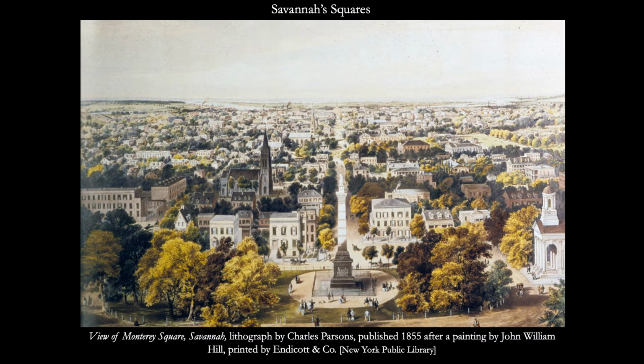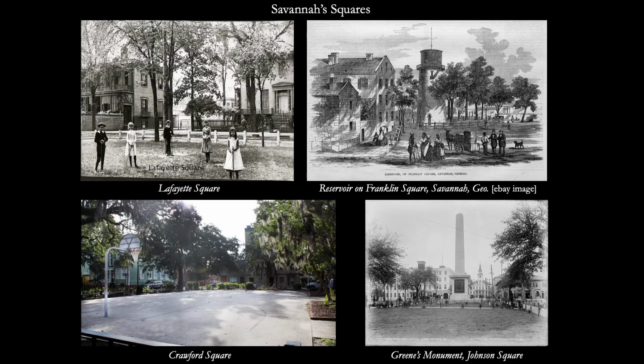And they function in a number of ways. You can see Monterey Square here as a sociable center with a monument in the center. But you can see that they're used by schools and school children. Some were used as playgrounds. There's even a basketball court in one of them. Some are used for monumental architecture, and some were very utilitarian, such as Franklin Square, which had for many years a water tower in the center of it.